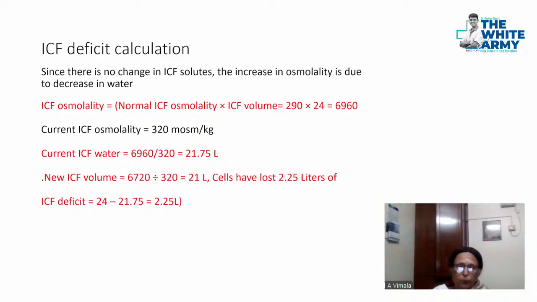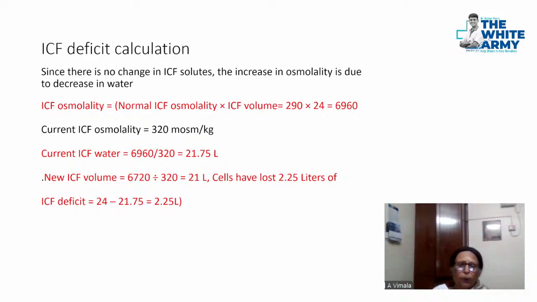So 6720 divided by 320 gives you 21 liters. So this is a little difficult to understand. I will say that again. The ICF osmolality should be equal to ECF osmolality. So we said ECF osmolality by virtue of sodium of 160 into 2 is 320. But ICF cannot allow more solutes to enter, but it has to attain an osmolality of 320. So it has to lose water.